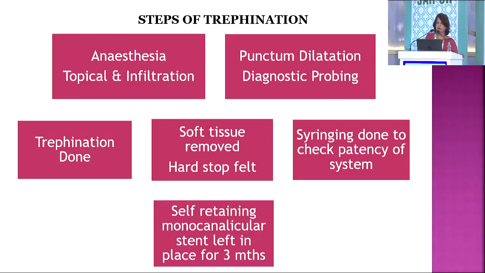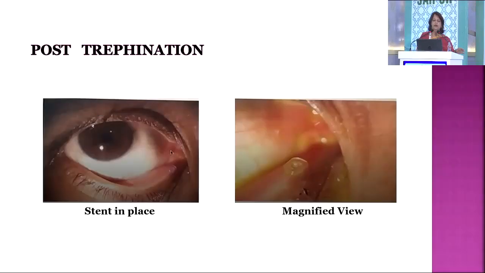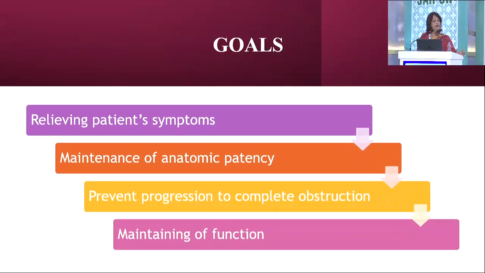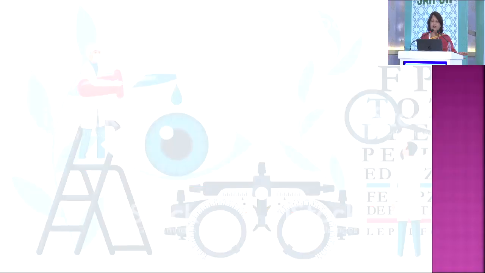Okay. So the steps I have already shown you. After anesthesia, you do a punctum dilatation, trephination, soft tissue is removed, and syringing can be done. Here you can see the mini Monoka stent, and that can be removed after 3 months, or often it gets removed by itself also sometimes. So it relieves patient symptoms, maintains the anatomical patency, prevents progression to complete obstruction, and function is maintained.